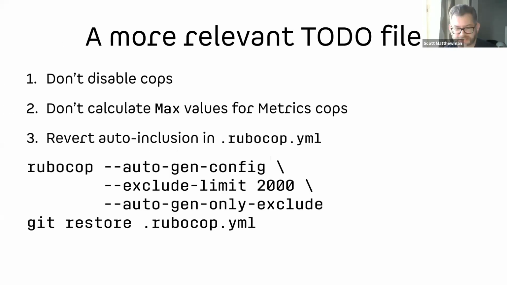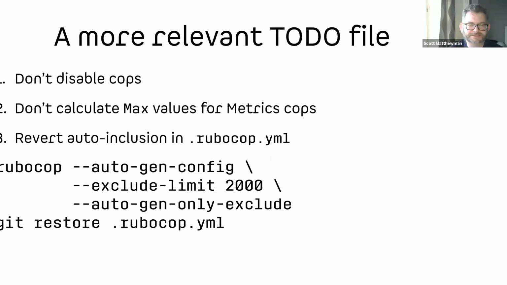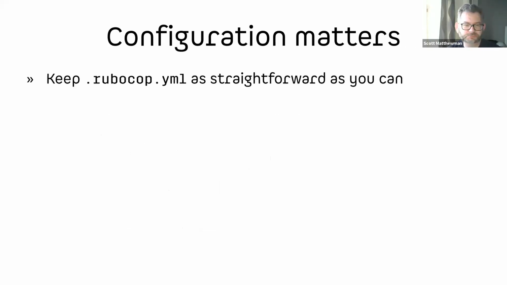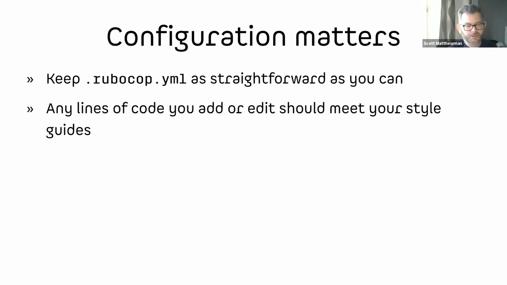And the third, of course, is that whenever you run Autogen config, it automatically injects itself into the RuboCop YAML. So you can just use git restore to reverse that out. And the next thing is that helps us keep our config file as straightforward as possible. And then we can say from there, any lines of code we add or edit should meet the rules as defined in the YAML file.